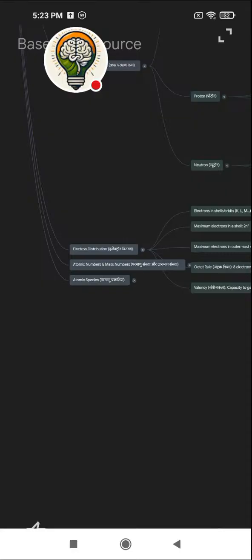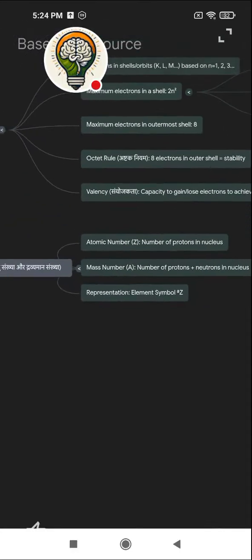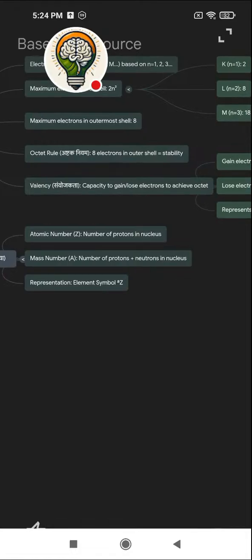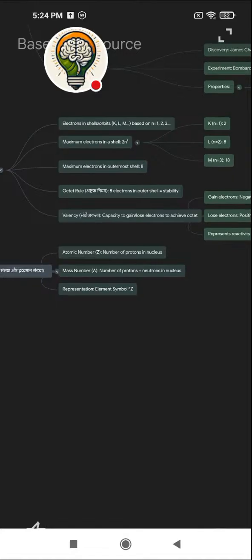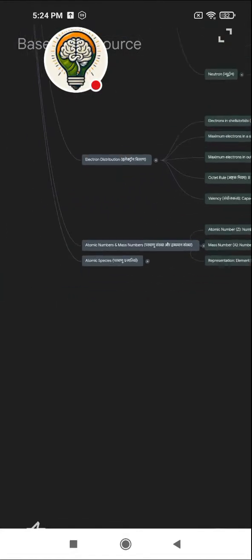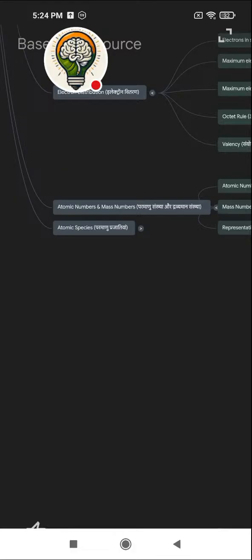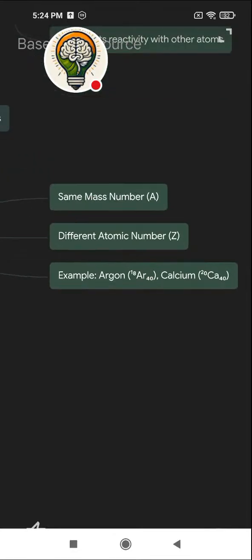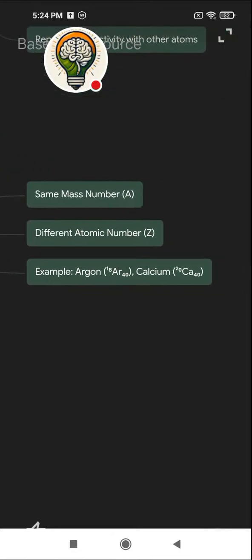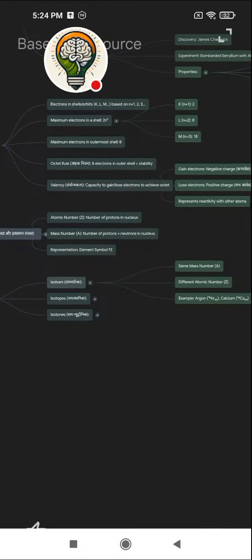Then the atomic number and mass number. Atomic number Z is the number of protons in the nucleus. Mass number is the number of protons plus the number of neutrons, represented by the symbol A over Z. Then the atomic species. So isobars: the same mass number and different atomic number. So argon-18Ar40 and calcium-20Ca40. So these are isobars.